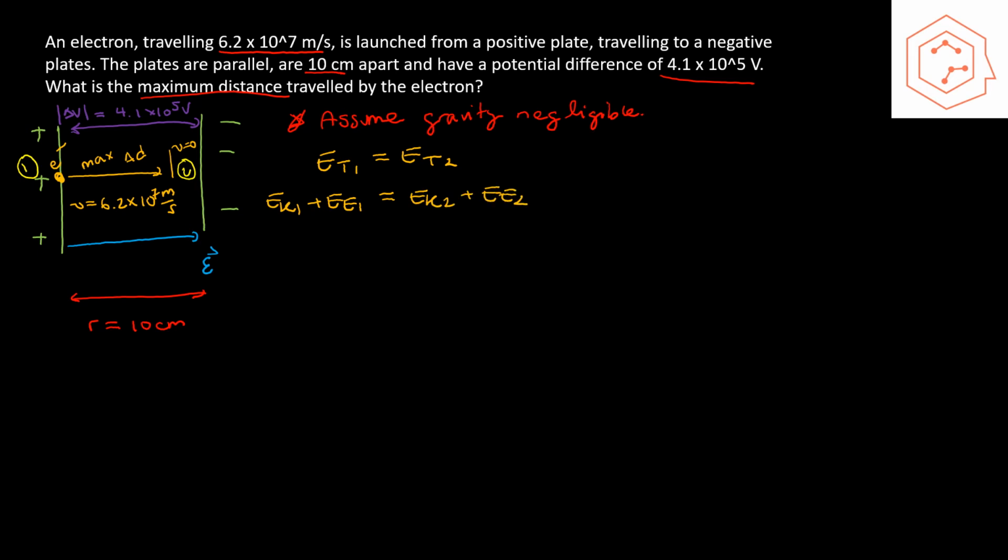But we just said at the second state that the velocity is 0, and so EK2 is equal to 0. And so EK1 is equal to EE2 minus EE1, which is the change in the electrical potential energy. All this is saying is that kinetic energy transforms to electrical potential energy throughout this process. Now, we're trying to solve for the maximum displacement, but I don't see that anywhere in our equation.